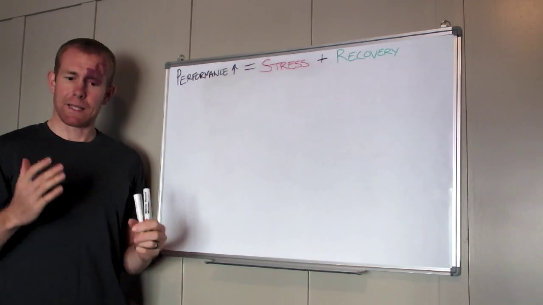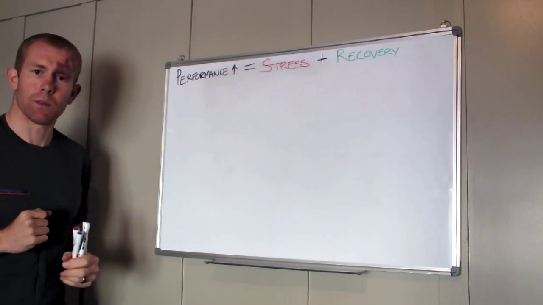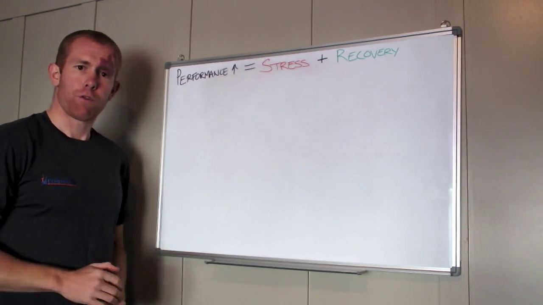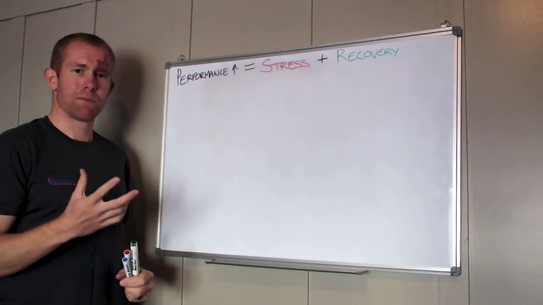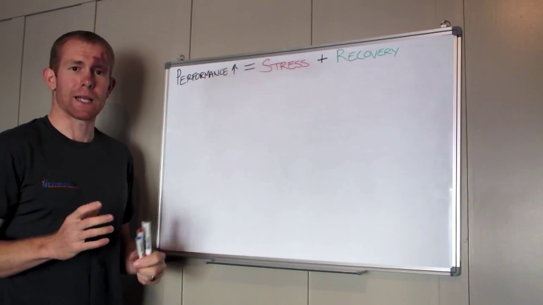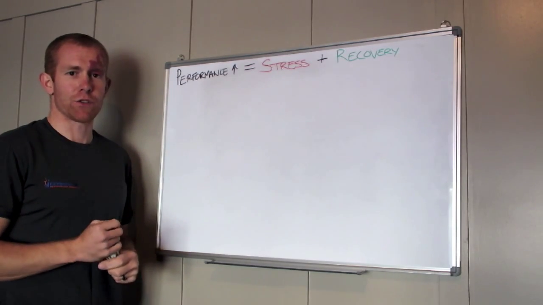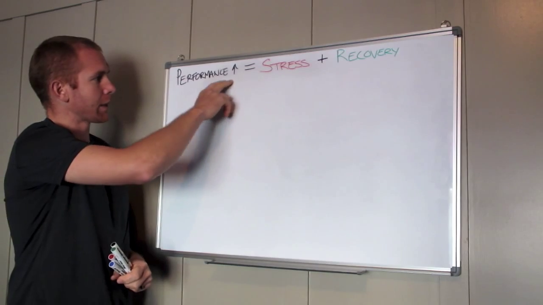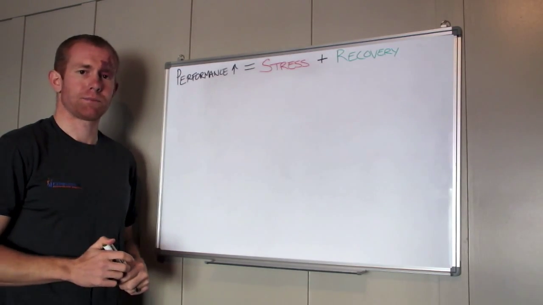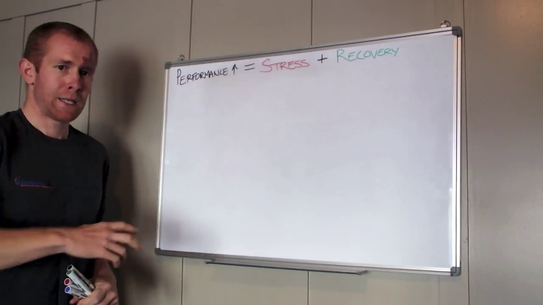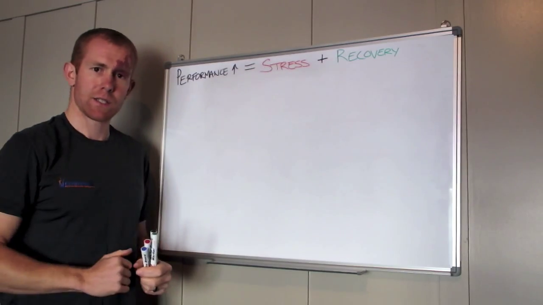So what I'll do is I'll take a step back and we'll have a look at it a little bit more in depth. So the performance equation is quite simple yet extremely complicated. So let's take a look at it on the surface. If you want to increase your performance, what you need to do is add a training stress to the body.